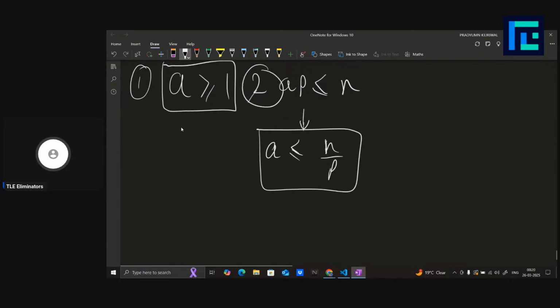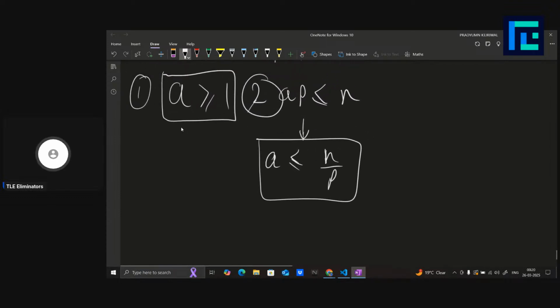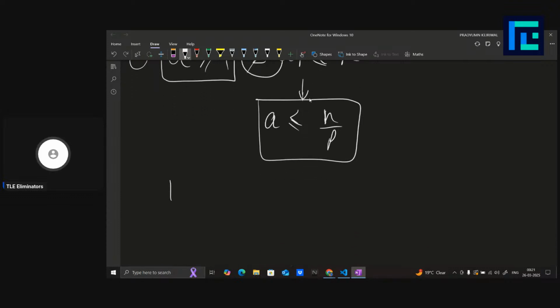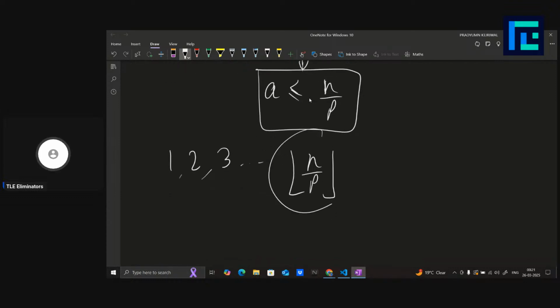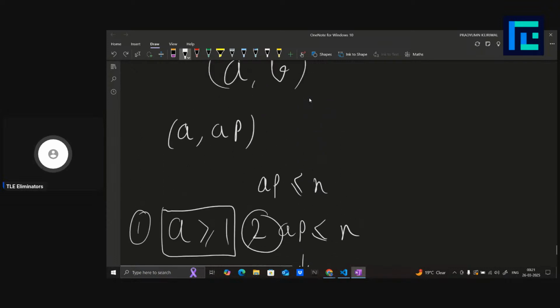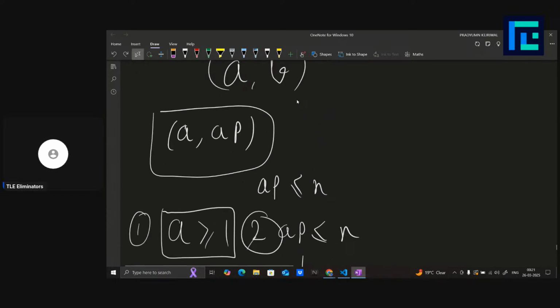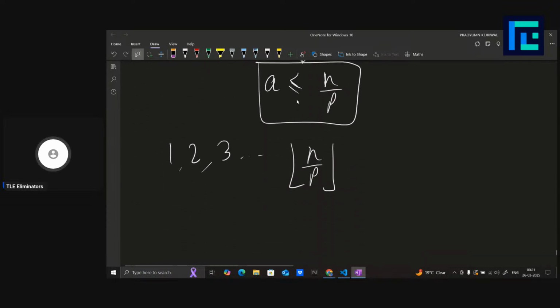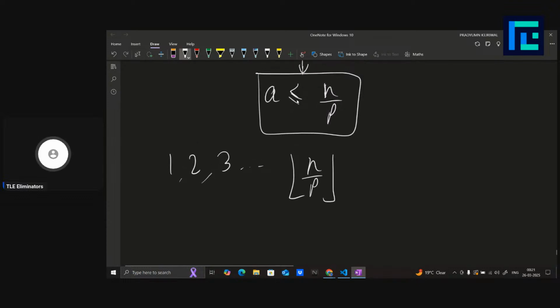So what does that mean? That the number of values of a, for a given p, how many are there? Total n by p values are there, like from 1, 2, 3 up to n by p, the floor of n by p, right? So for some p, the number of ordered pairs of type a comma ap is n by p, because we can take a equal to 1 or a equal to 2 or up to a equal to n by p, right?